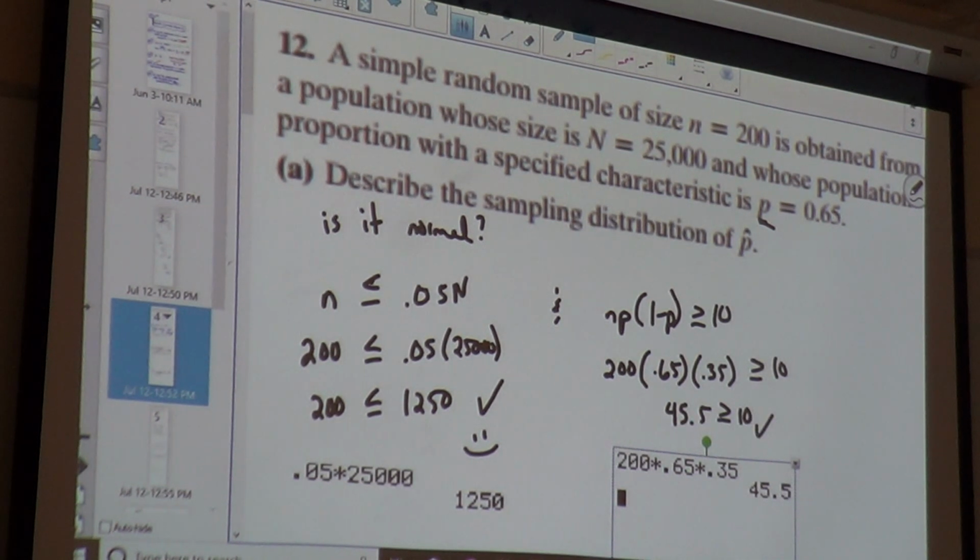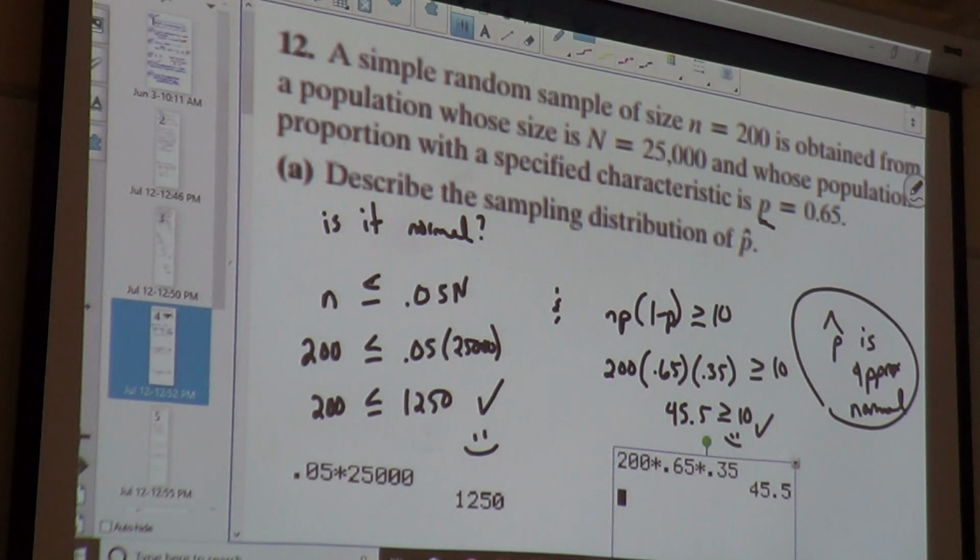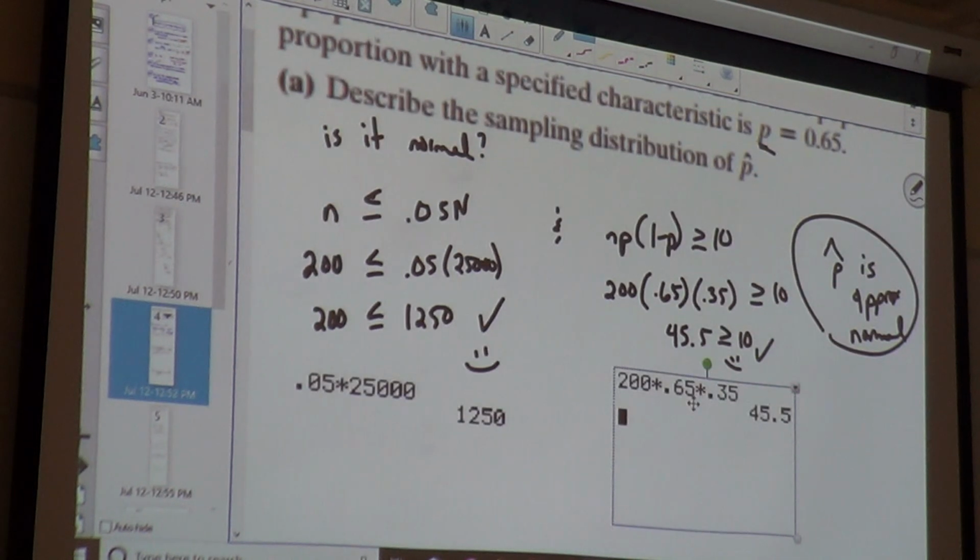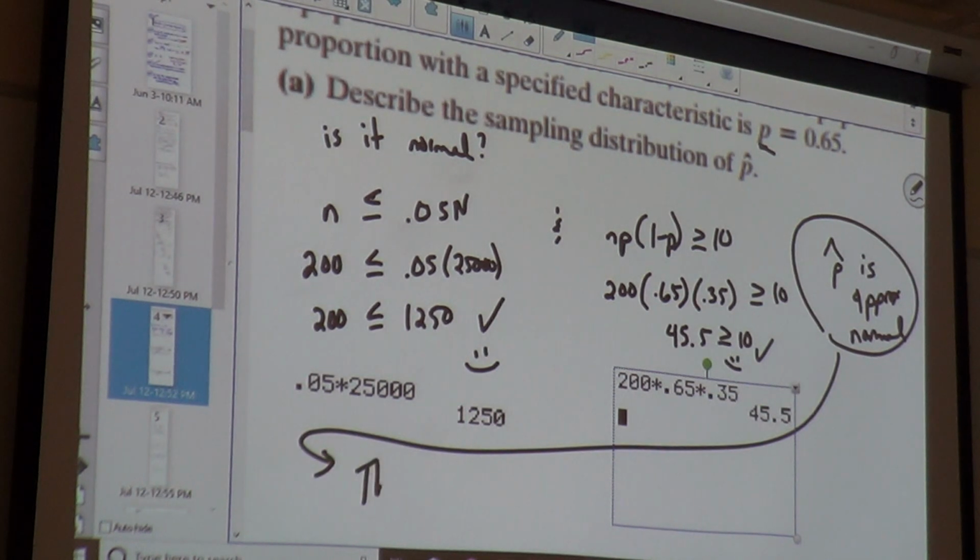Yes. So because both of those are true, that is telling me that my p-hat, or my sample proportion, is approximately normal. So we are going to have a normal distribution. That's all that first thing is going to tell me. Now, because we're normal, we need to know what is my mean and what is my standard deviation.